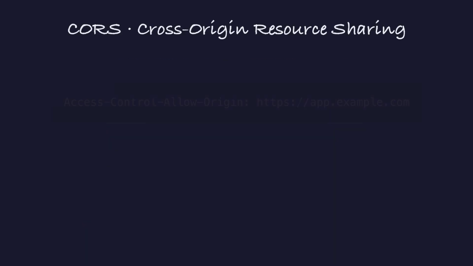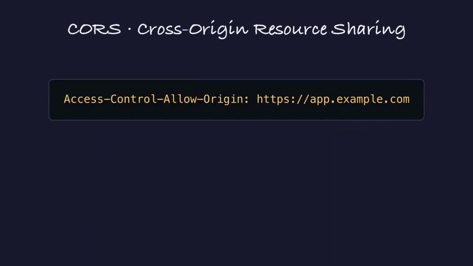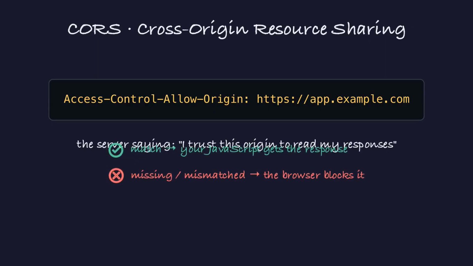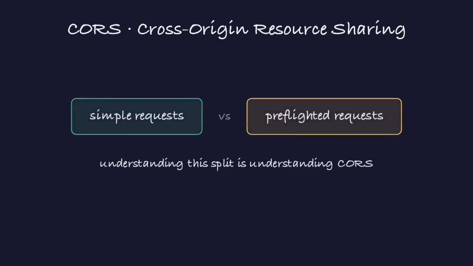The server signals its permission with a response header, and the most important one is Access-Control-Allow-Origin. It is the server saying, I trust this origin to read my responses. The browser checks that header against the origin that made the request. Match, and your JavaScript gets the response. Missing or mismatched, and the browser blocks it.